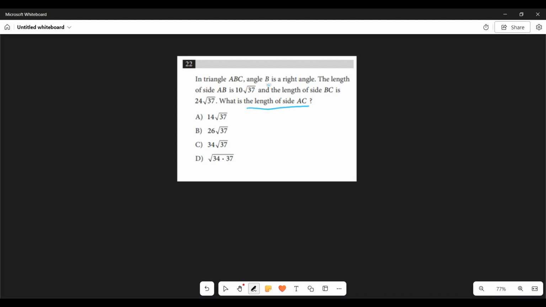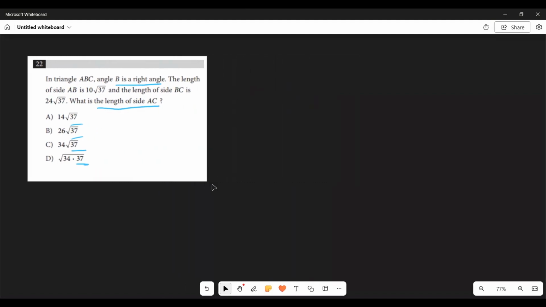So they're telling us B is a right angle. That's basically telling us that if a triangle has a right angle, it is a right triangle. And they're giving us what look like the lengths of the legs, and we need to find the length of the hypotenuse. I'll draw it out in case that's not clear, and then let's look at the answer choices. Notice that they're all given in terms of root 37, so we might want to make sure our answer is also in terms of root 37. So keeping all of that in mind, let's draw it out and make things a little clearer.